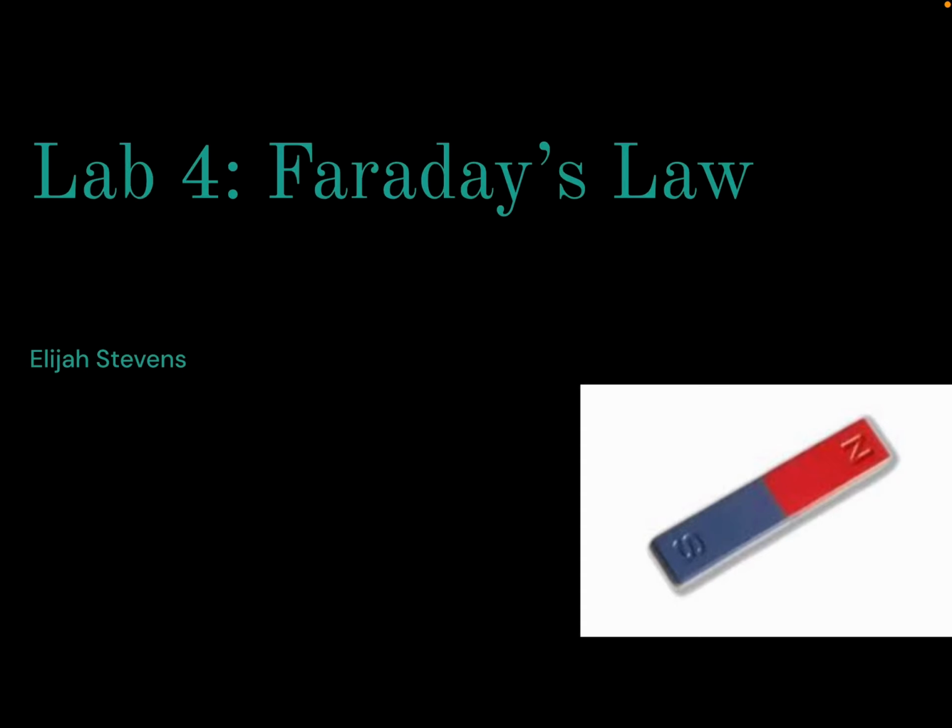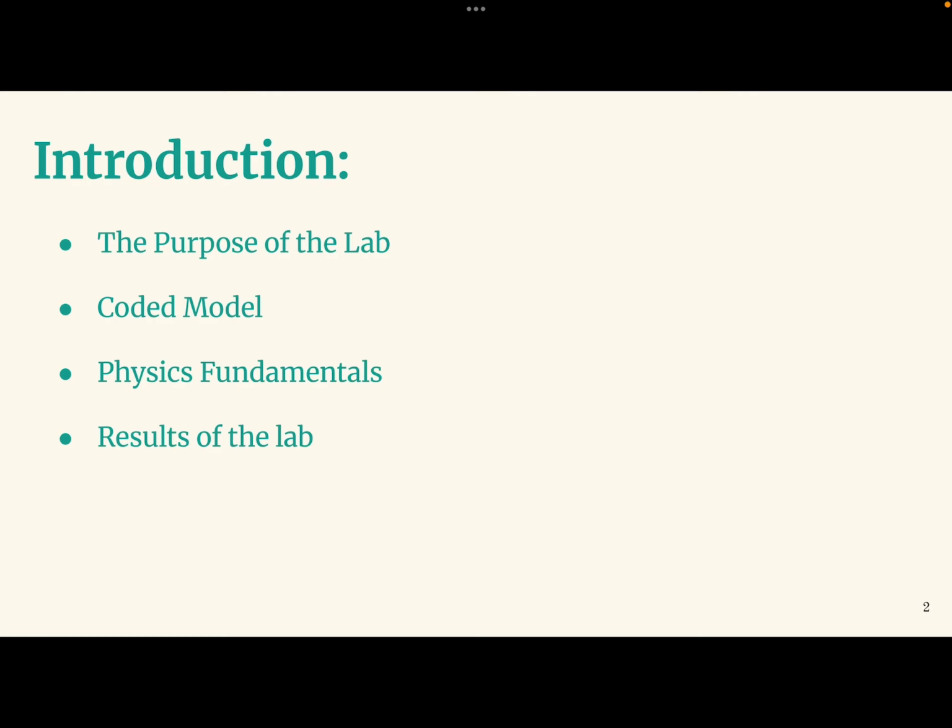Today we are going to be discussing Lab 4. The purpose of this lab is to investigate how falling magnets induce an electrical current in a conductive tube and how these currents create a magnetic force that slows the magnet's motion. The coded model for this lab helped us replicate the experiment multiple times to see how the interactions changed.